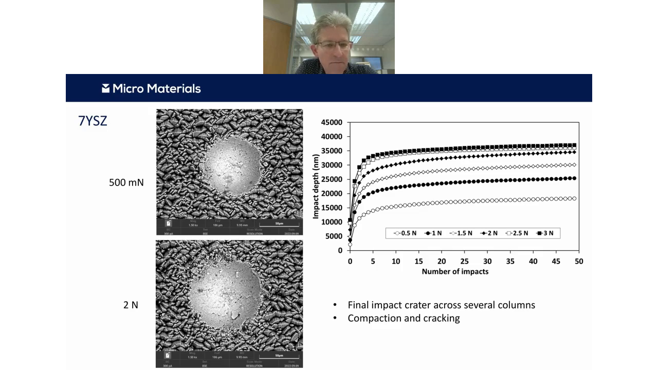Here on the left are a couple of example SEM images, and we can see some compaction and some cracking, both within the crater and also at the edge of the crater. There doesn't appear to be much obvious difference in mechanism across that load range. If you look at depth versus time, or depth versus impacts, you can see the trends are relatively smooth. So there are none of these abrupt material removal events like I showed you in the example on the alumina way back at the beginning.